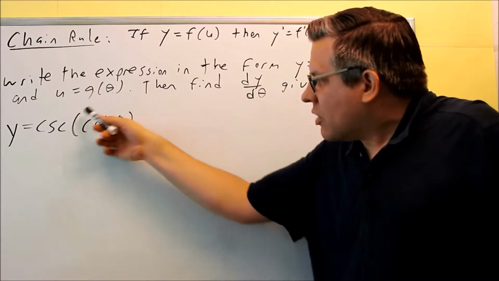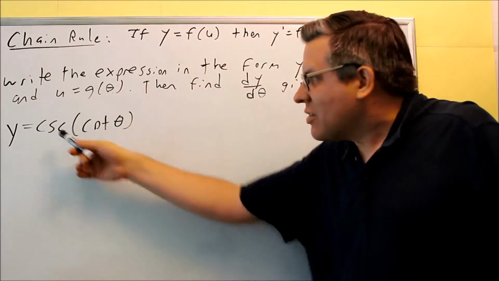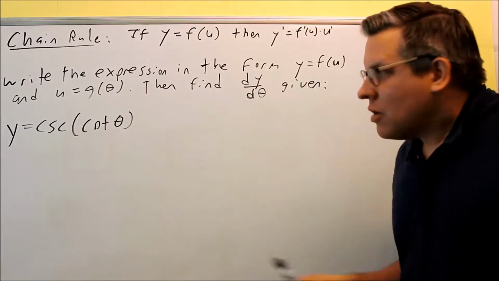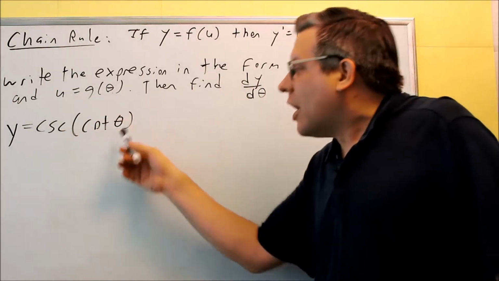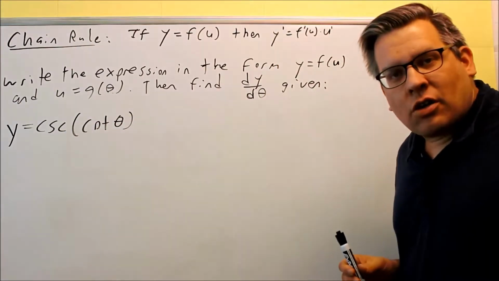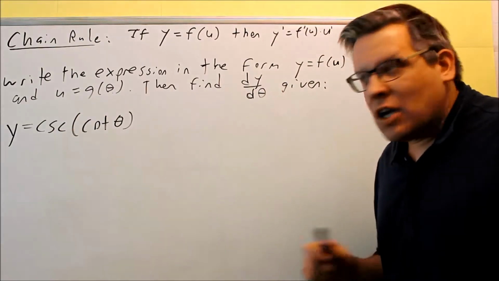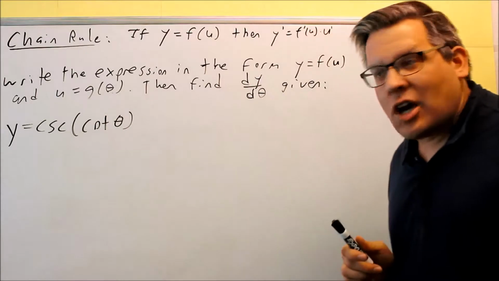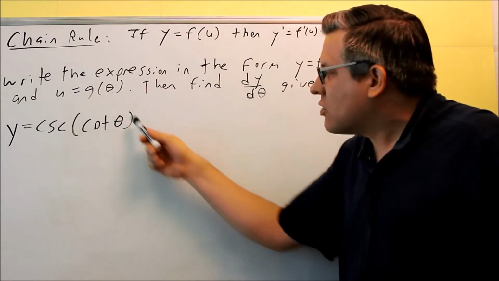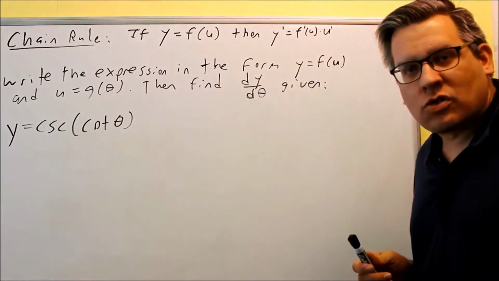If we notice this, we have a cotangent that's inside of the cosecant. So you have a cosecant of cotangent theta on this problem. So be careful you don't get that confused. It's not multiplication unless you have a theta on the outside. Because you have parentheses here, that means the cotangent is inside of the cosecant.